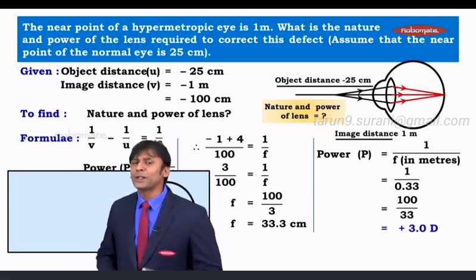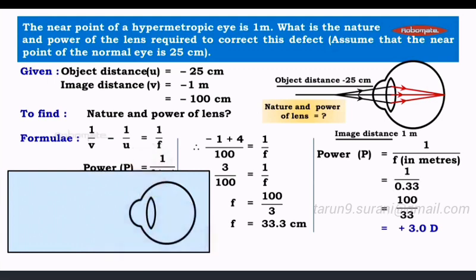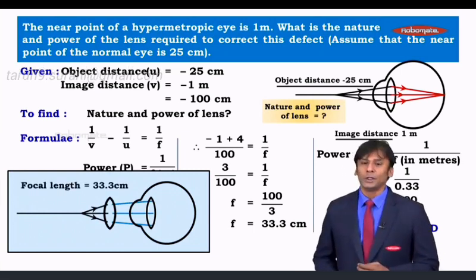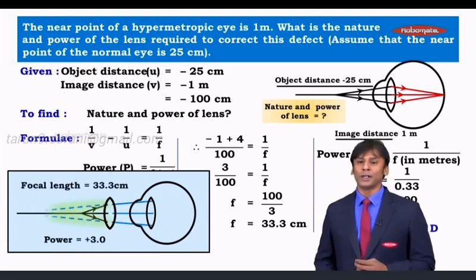So let's understand what we did in this numerical. In this numerical, what we have done is we have given this person a convex lens, because a convex lens converges the rays, and after converging, the rays go and fall on the retina.